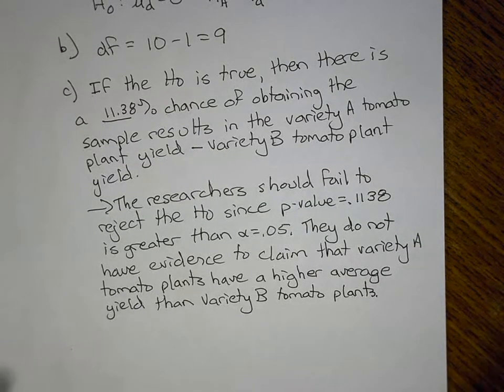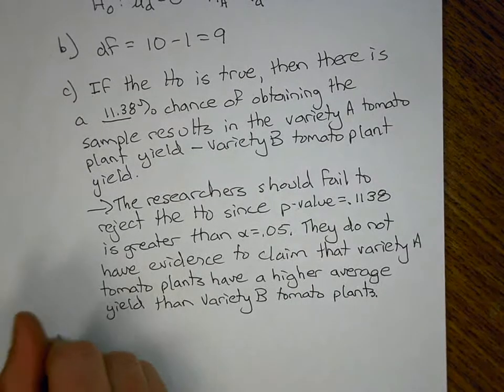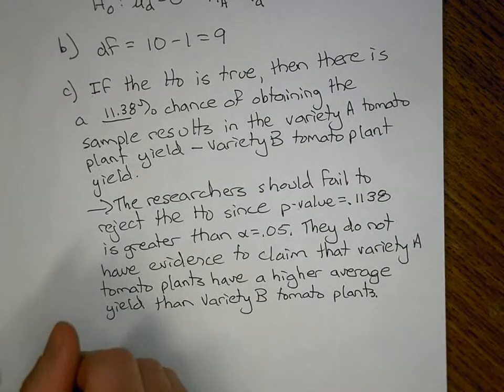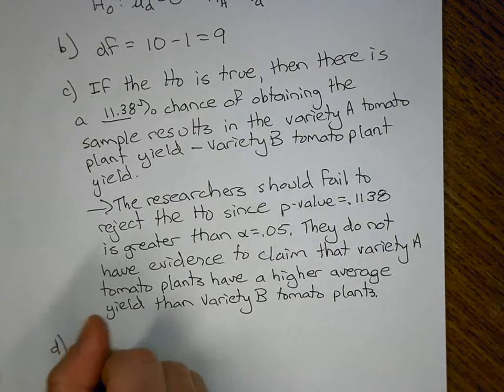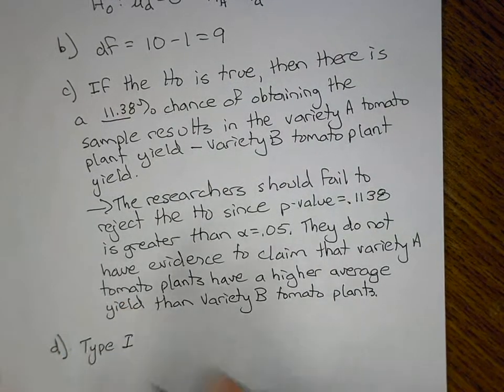Part D wants a type 1 error. Describe a type 1 error and a type 2 error in the setting. Which mistake could researchers have made based on your answer in Part C? Type 1 error is you reject the null and you're wrong.